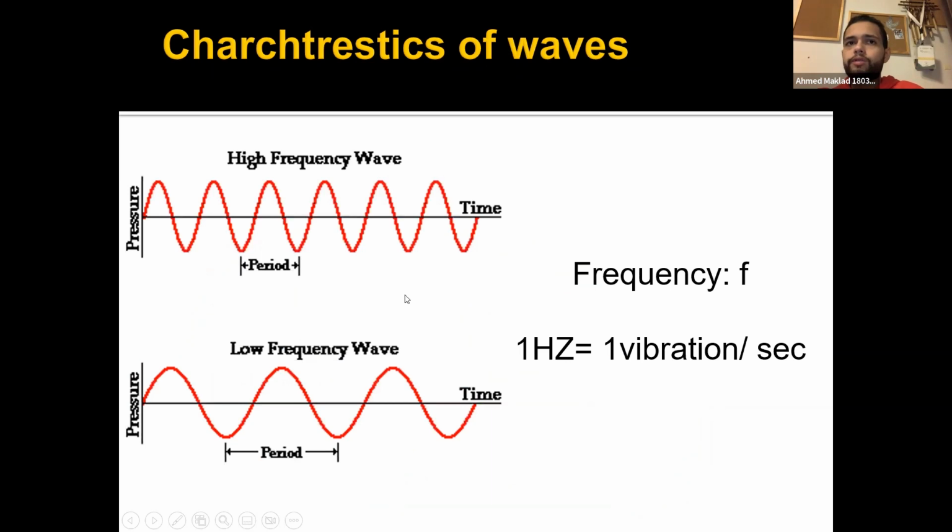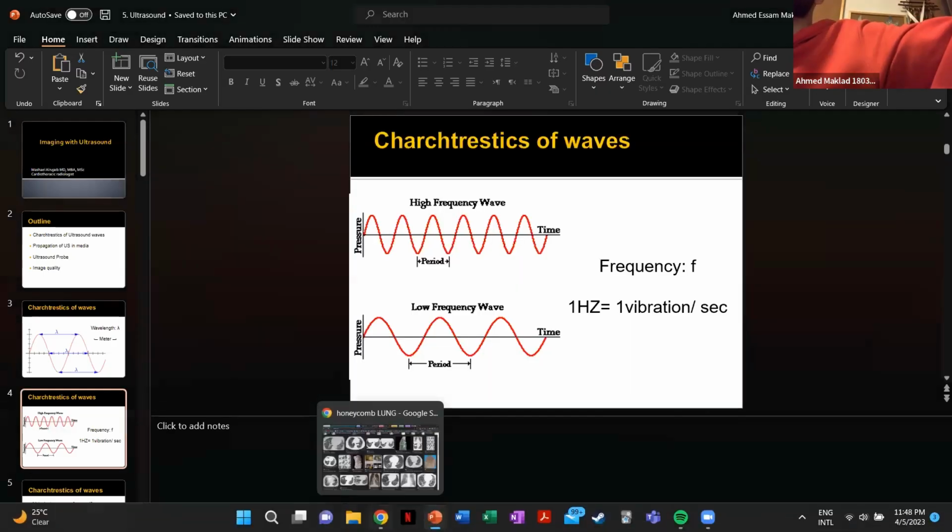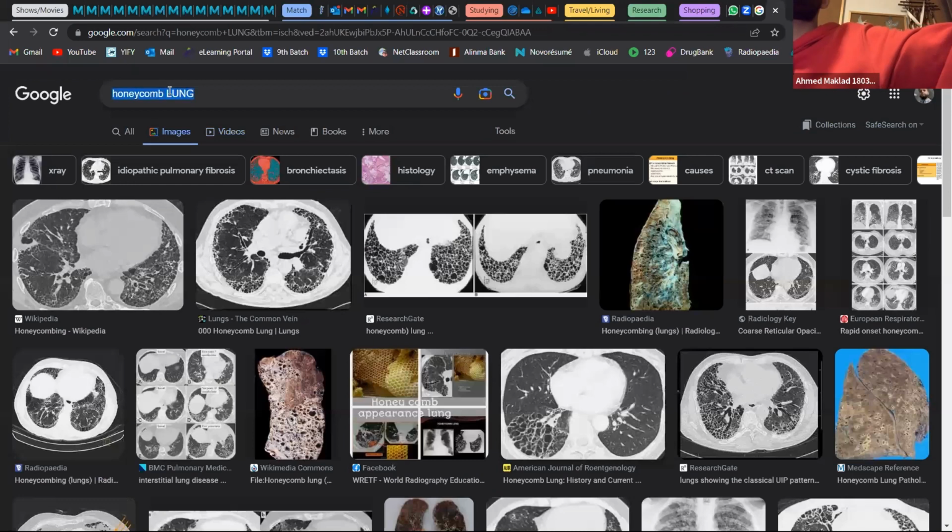So this is just an explanation. This is a high frequency wave, right? And this is a low frequency wave. And when you put them, actually, let me show you a picture. Electromagnetic spectrum.